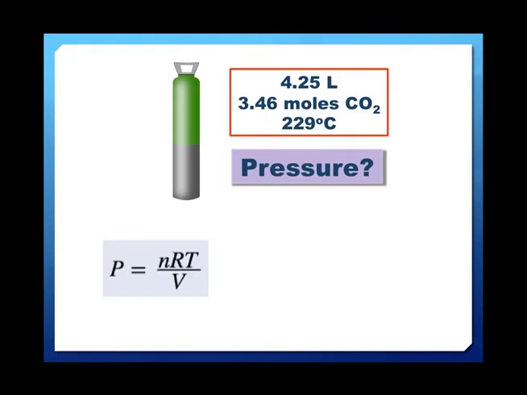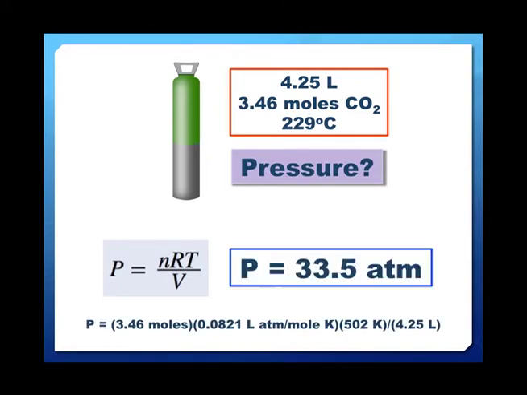First, let's use the ideal gas law. This will be an easy calculation. We just rearrange the equation to solve for pressure and then plug in all the data, making sure to use a temperature in Kelvin. 33.5 atmospheres is what we will get.